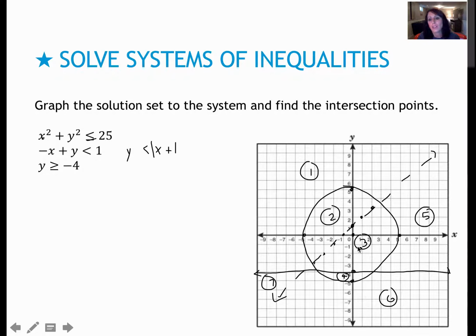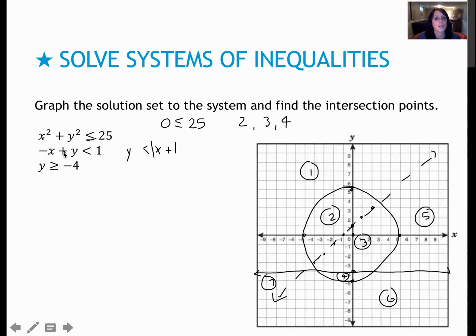Now, just take it systematically, just a step at a time is the best way to do it. So it looks like, lucky for me, I get to use 0, 0 as my test point in all of these. So if I plug in 0, 0 into the circle, I get 0 is less than or equal to 25, which of course is true, which means the circle should be shaded in, which means it has to be 2, 3, or 4. Those are my only options. All the stuff on the outside of the circle doesn't matter, it can't be shaded.